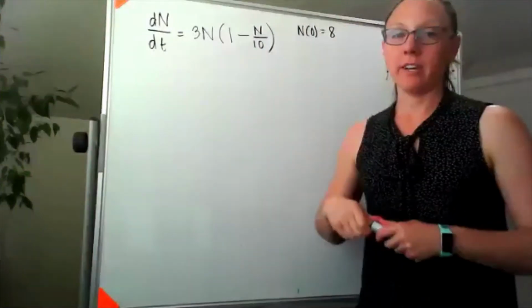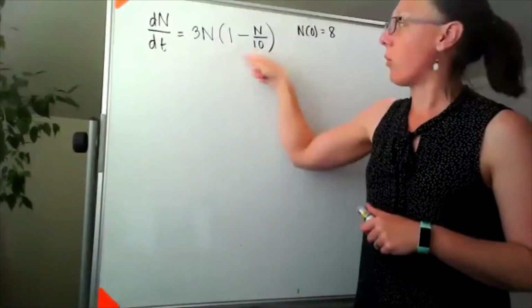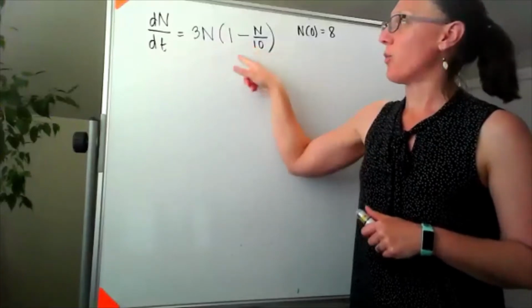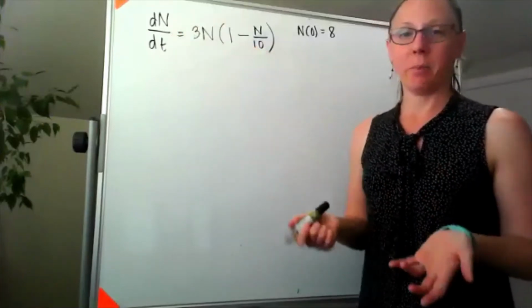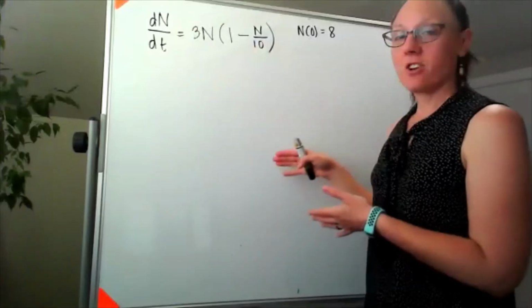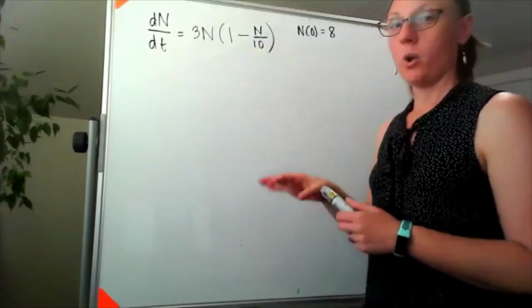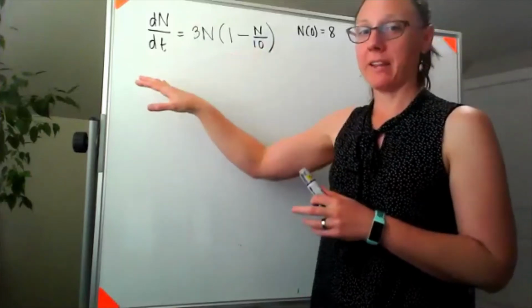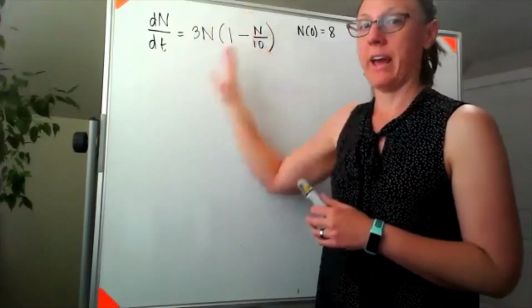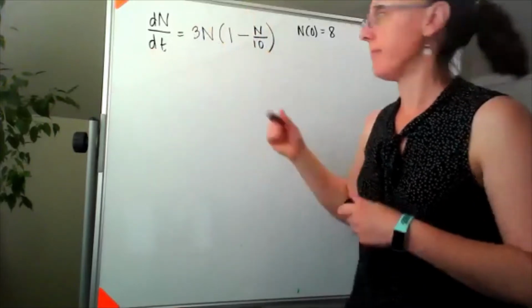First thing we're going to notice, it is autonomous because I only have n's over here, and n is my dependent variable at the moment. If it's autonomous, we automatically know that it's separable. We're going to go ahead and separate this by moving all of the terms with n over to the left-hand side and multiplying by a dt to the right.